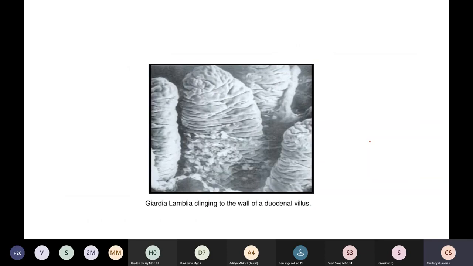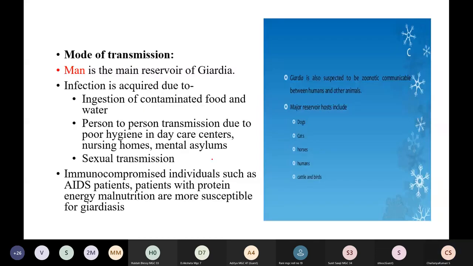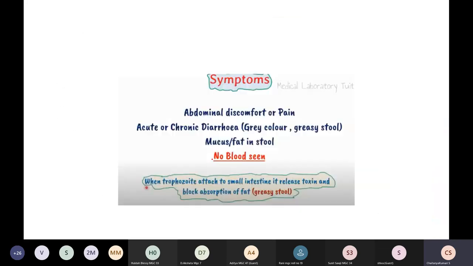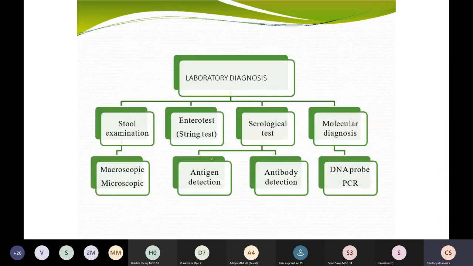So here in this photo you can see these are the parasites which got attached to the wall of the duodenum. Here you can see, right? Yes. So we have completed mode of transmission and also the symptoms. Now to the laboratory diagnosis.